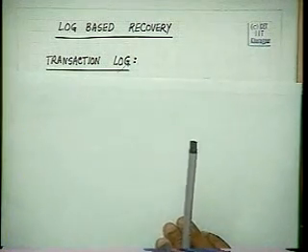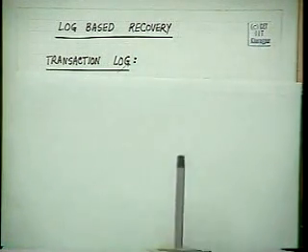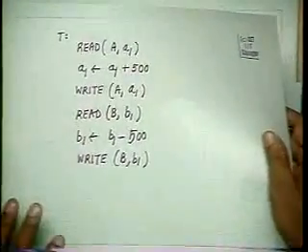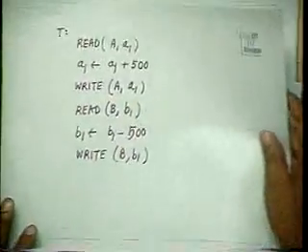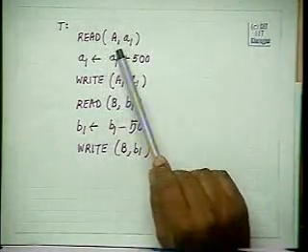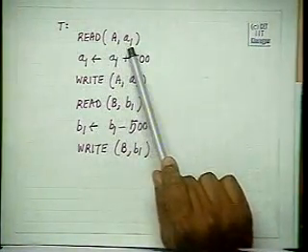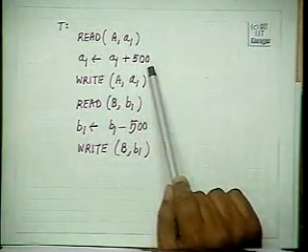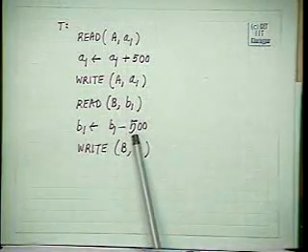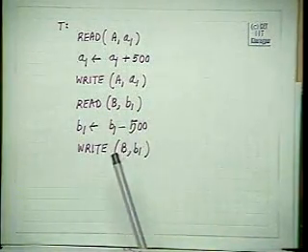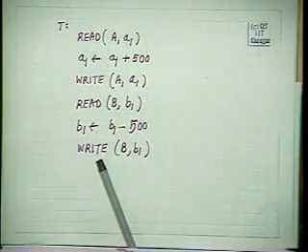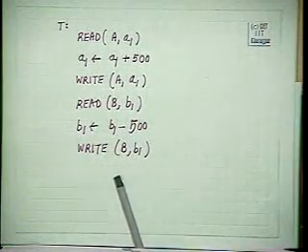For that, let us take an example of a transaction. Let this be a transaction. Read the disk variable A into the memory variable A1, add 500 to it and write it back to the disk variable A. Then B, subtract 500 from it and write it back. This is the money transfer transaction. Now, what we write onto the log is the following.